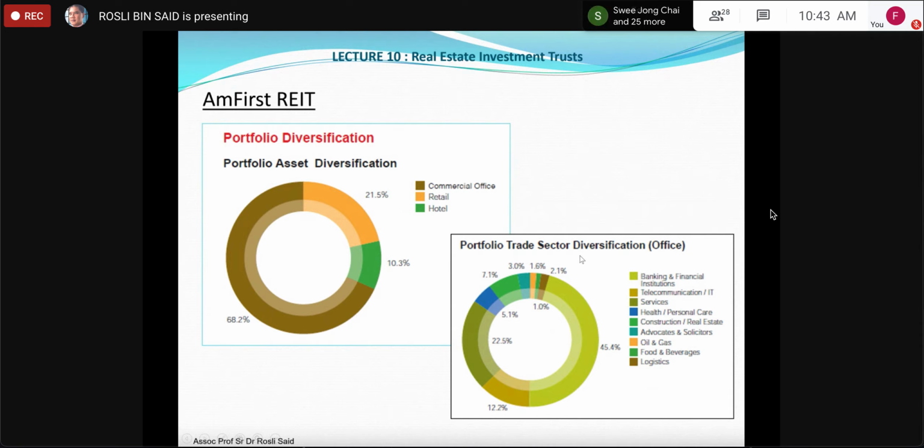So, portfolio trade sector diversification. We can also diversify by portfolio trade. We can see here banking institution, which is about 45%, which is very good. And then telecommunication about 12.2%, services about 22.5%, and they also have food and beverages and logistics. So this is how the company diversifies.